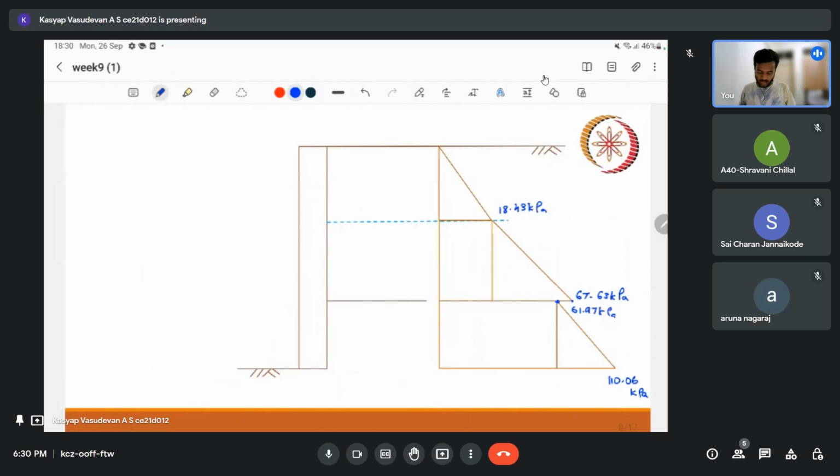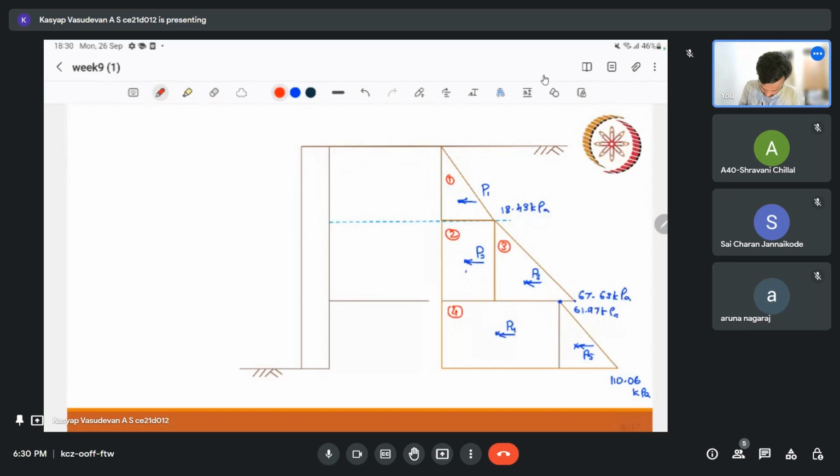Okay, so I have these sets of triangles and rectangles, so I can easily find the centroid of these figures. Let me name the forces P1, P2, P3, P4, and P5, assuming that these are figures 1, 2, 3, 4, and 5. Okay, so let me see.